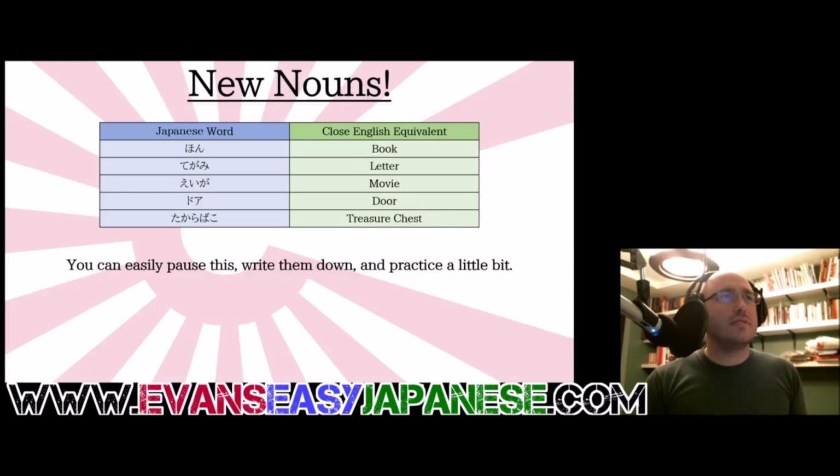A few new nouns. Get your vocab up. Hon, book. Tegami, letter, like a letter that you send in the mail. We don't use them very much anymore. Eiga, movie. Doa, door. Takara bako, a treasure chest. Takara is treasure. Bako is hako for chest. Go ahead and pause these, write them down, memorize them. Hon, tegami, eiga, doa, takara bako. Book, letter, movie, door, treasure chest.